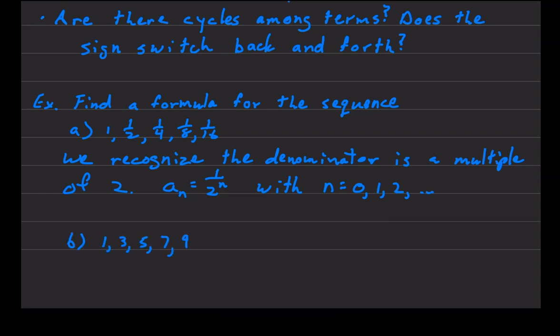For the next example, we have the sequence 1, 3, 5, 7, and 9. Here we can see that we simply add 2 to the previous term for each item in the sequence, leaving us with a_n is equal to 2n plus 1, where n is equal to 0, 1, 2, and so on.